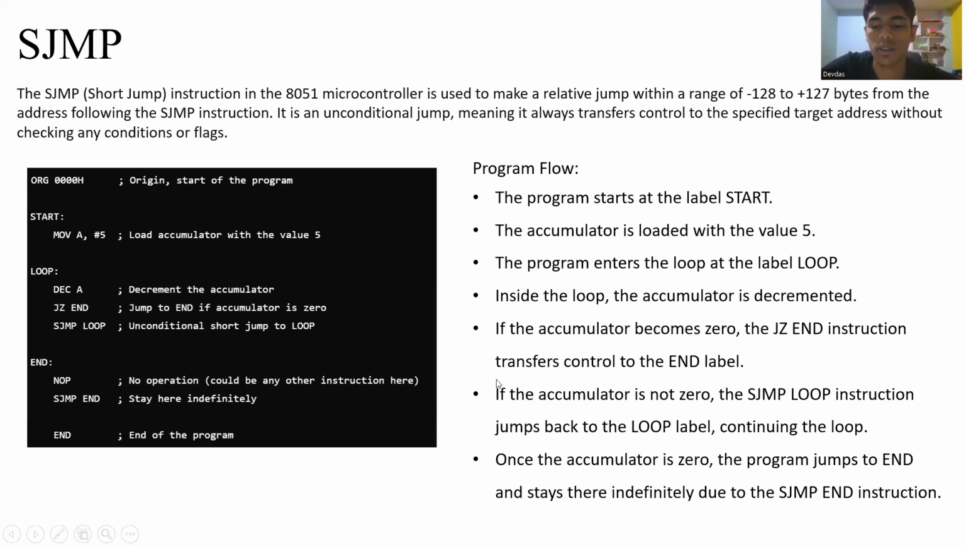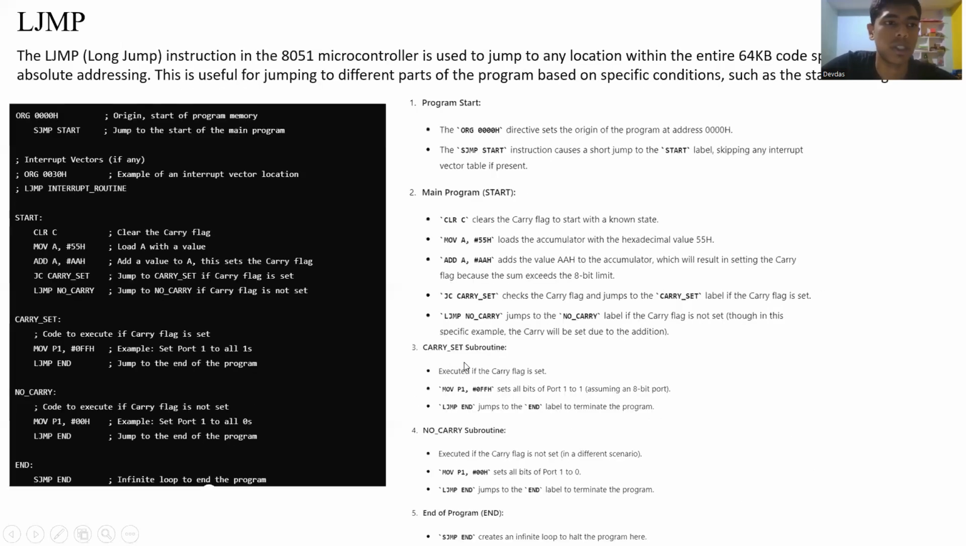Let's go to the next slide, or the next kind of jump instruction, which is LJMP, the long jump instruction. The long jump instruction in the 8051 microcontroller is used to jump to any location within the entire 64 KB code space, allowing for absolute addressing. This is useful for jumping to different parts of the program based on specific conditions, such as the status flags.